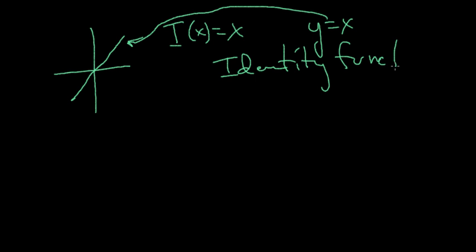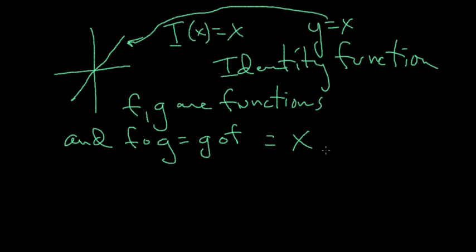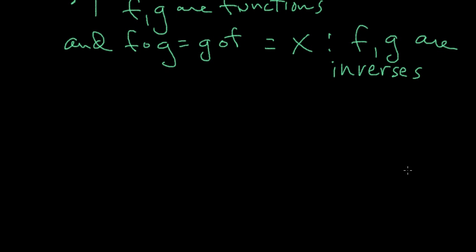And what do we do with that? What we do is we say that if f and g are functions, and f of g is equal to g of f, and they're both equal to x, that means f and g are inverses of each other. Well, what does that all mean? What does that have to do with us?